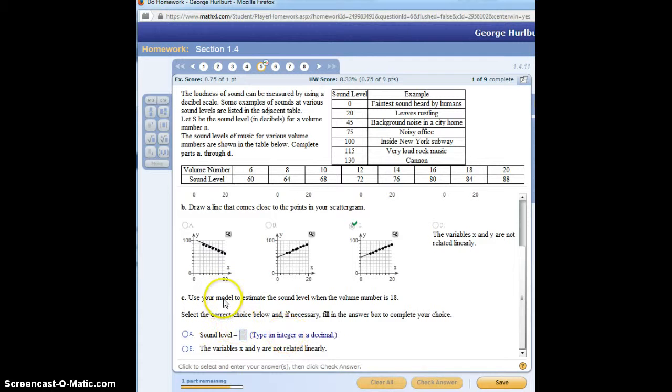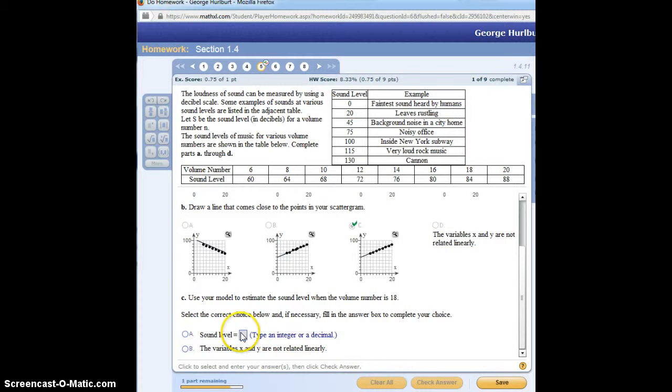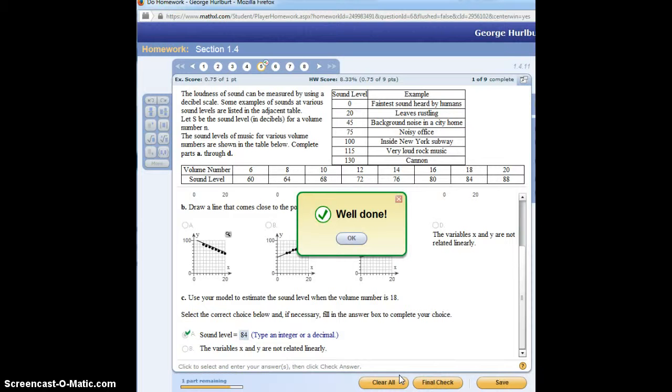All right, and then it says, use your model to estimate the sound level when the volume is near 18. So what I want to do, go back to my graph, I want my volume to be near 18, and I go up, and it looks like it's about 83, 84, somewhere in there maybe. Let's try 83. No, let's try 84. All right, there it is. So a little bit of estimation there. You might not get it right quite the first time.